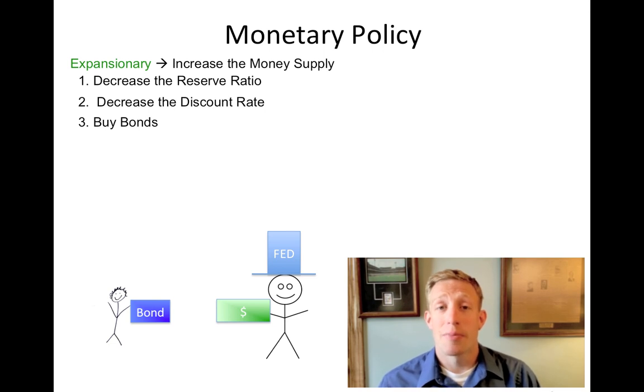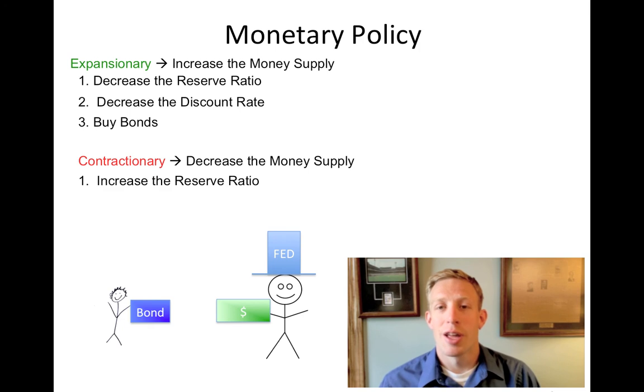On the other hand, if the Fed wants to decrease the money supply and have contractionary monetary policy, they could increase the reserve ratio, they could increase the discount rate, and these will affect the banks' lending practices, or they can sell bonds, take possession of money and put bonds into the economy and consequently reduce the money supply that way.